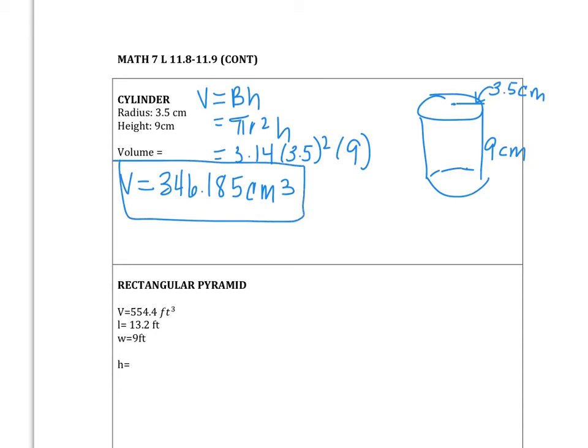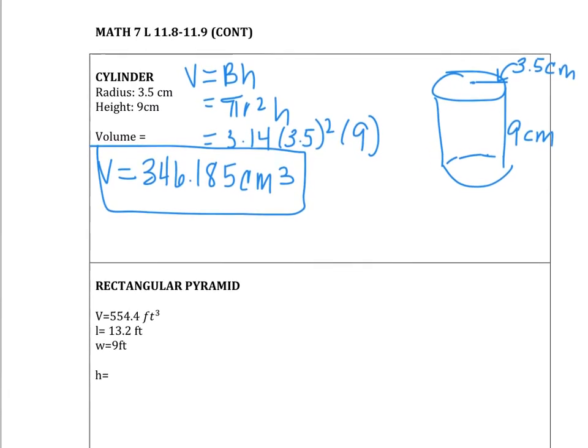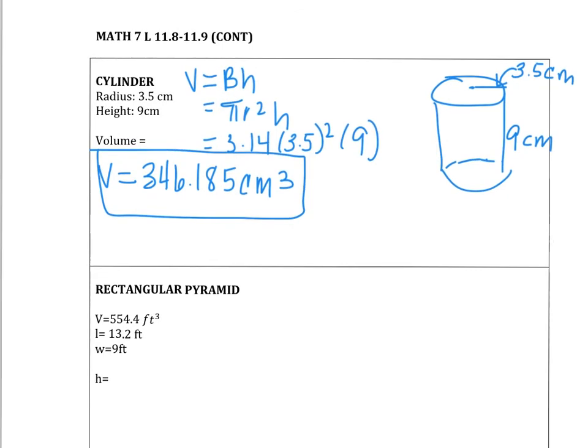So once you get your formula down, it's just plugging in the numbers. It's the same for this rectangular pyramid where they give us the volume, and what we're trying to find is the height. So we do exactly the same thing. We put in the numbers that they give us. First of all, we write down our formula, then we put down the numbers they give us and solve for the unknown. So our formula for a rectangular pyramid is going to be volume equals 1/3 area of the base times the height.